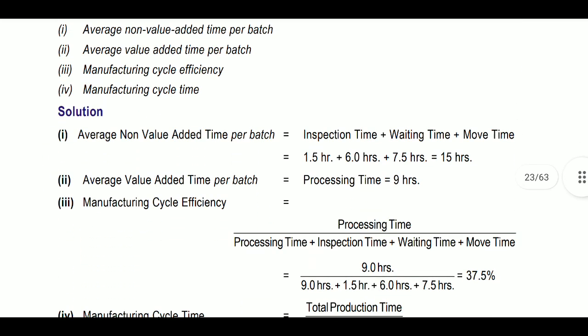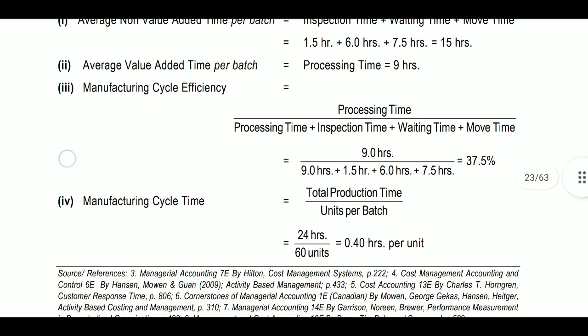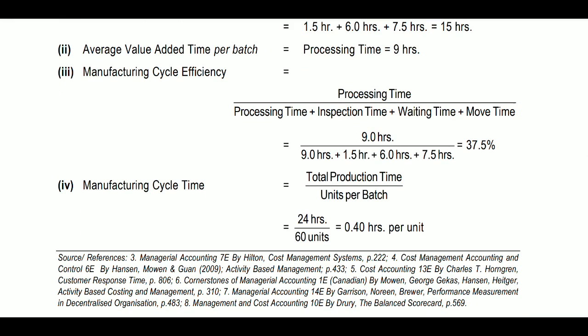So the solution: average non-value added time per batch is inspection time plus waiting time plus move time, 1.5 plus 6 plus 7.5, 15 hours. Next, average value added time per batch is processing time, equal to 9 hours. Next, manufacturing cycle efficiency is processing time divided by processing time plus inspection time plus waiting time plus move time, that is total time. Next, manufacturing cycle time is total production time divided by units per batch, that is 24 hours divided by 60 units.